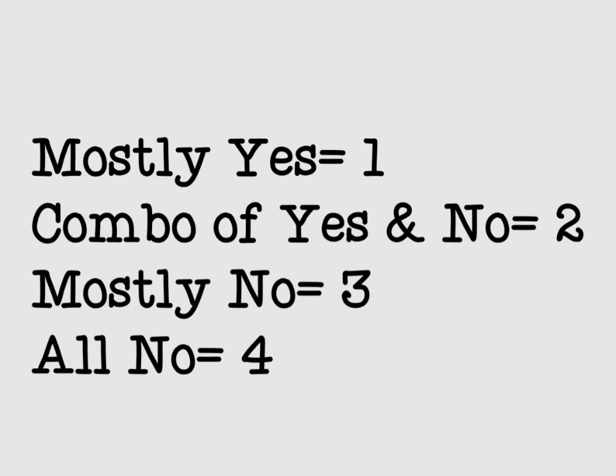If most of your answers are yes, the score will most likely be a 1. If it's a combo of yes and no, most likely it will be a 2. And if it's mostly no, the score will possibly be a 3, and all no's would be a 4.